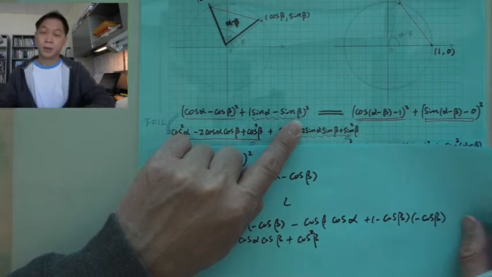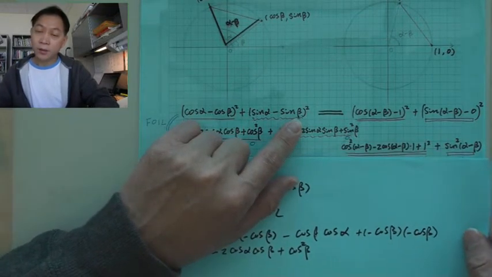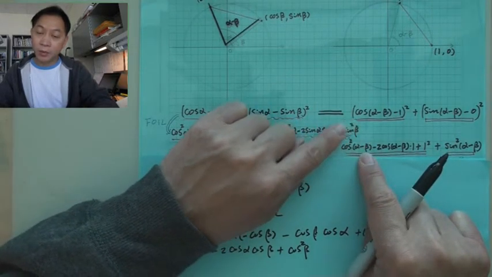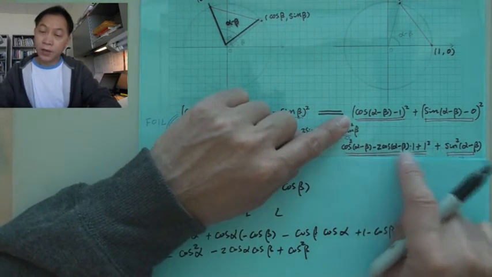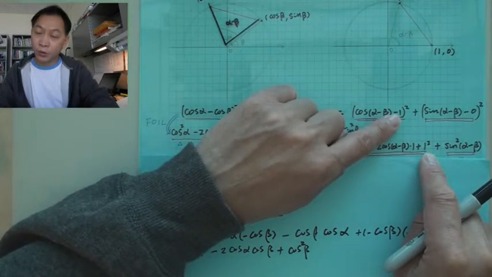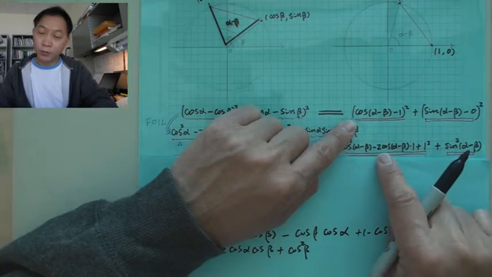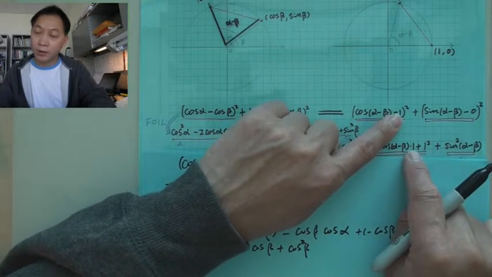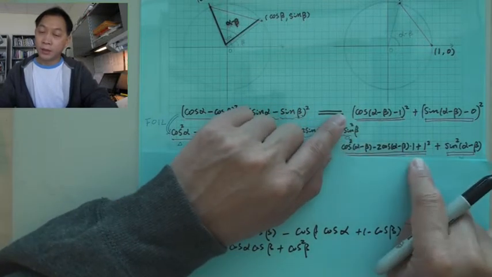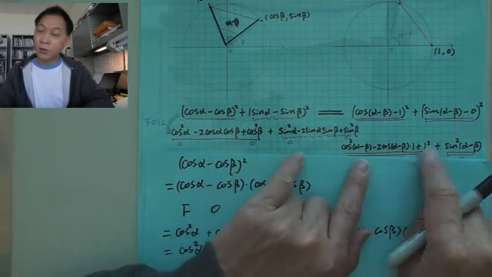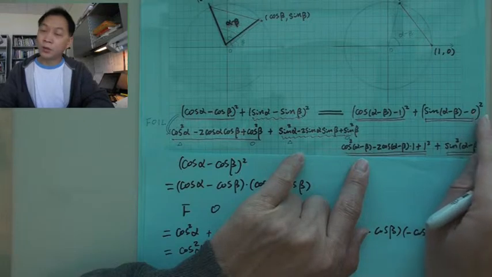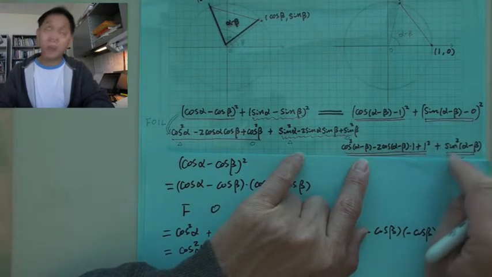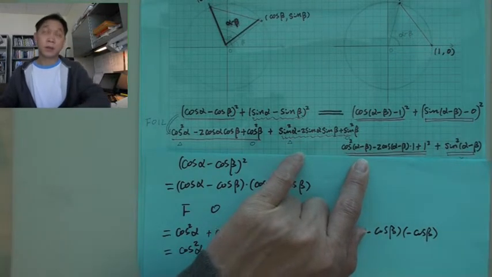Now here the same. First one squared, cosine alpha minus beta squared. The last one squared, 1 squared, and then negative 2 cosine alpha minus beta times 1. You get that. That's the FOIL method. This one is minus 0 squared, so you don't need to care. You just write sine alpha minus beta, then squared.